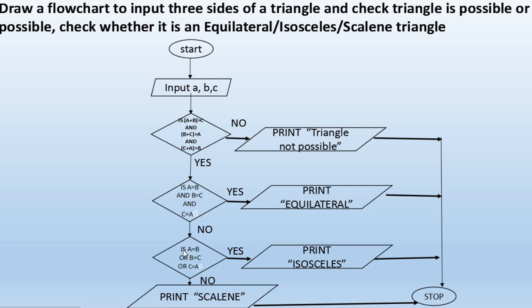For isosceles, it is any two sides should be equal. If A is equal to B or B is equal to C or C is equal to A, then you are going to print isosceles and then showing the direction, go and stop. And if it is not equilateral or isosceles, then it is of course scalene. So after printing scalene, this is used as an output box and it's going and stopping here. I hope this much you all have understood, right?